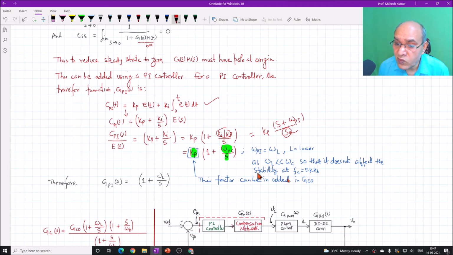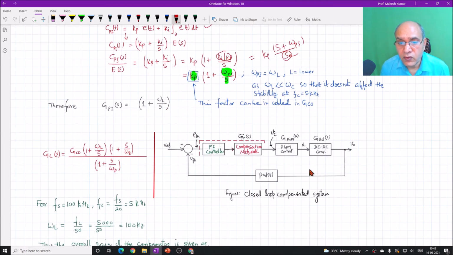And that is one reason why you use the PI controller in most applications, because we want the steady state error of the system to be equal to 0. Therefore, we add this PI controller here of this nature. Let us say Kp is some parameter. We can design this value in GC0 itself, and this can be referred to as 1 plus omega L by S.